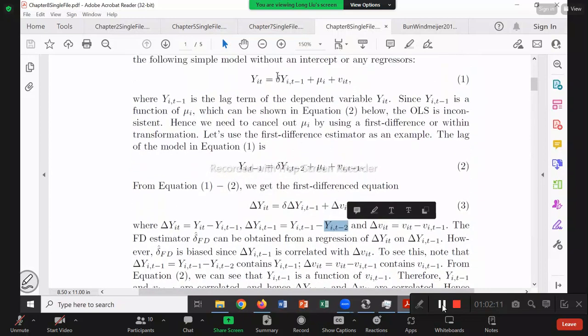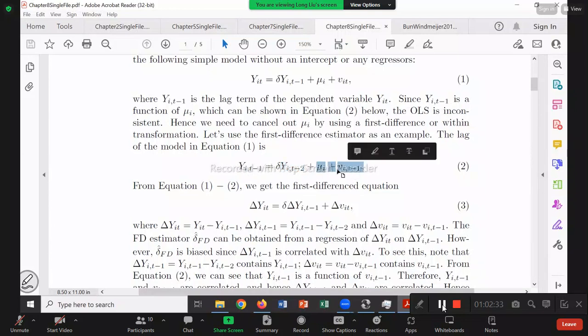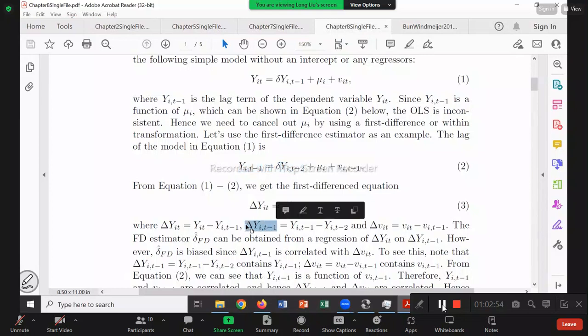If the value of delta right here is close to one, if you move this term to the left-hand side, so y_{t-1} minus y_{t-2} simply equals to mu_i plus v_{i,t-1}. Again, when delta is really close to one, the difference between the two, delta y_{t-2}, which is y_{t-1} minus y_{t-2}, actually now only depends on mu_i and v_{t-1}. There's no y_{t-2} left over there anymore.